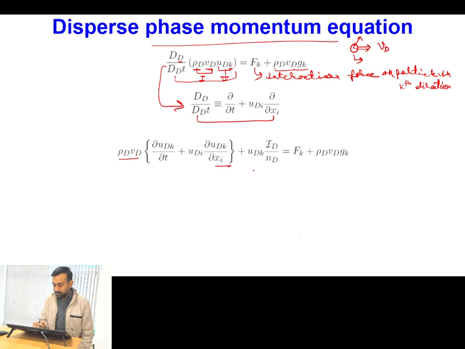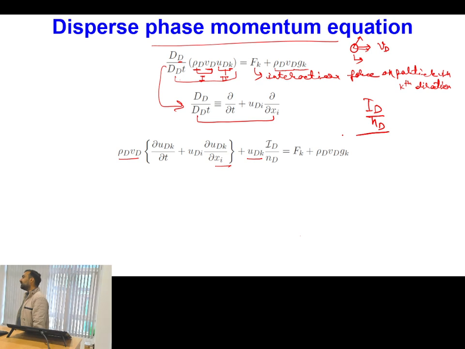Okay, and plus I will get a term udk times what I get inside, del by del t of rho d Vd plus udk into del by del x of rho d Vd. What is that? From my previous number continuity equation, that term will become equal to nothing but id divided by n.